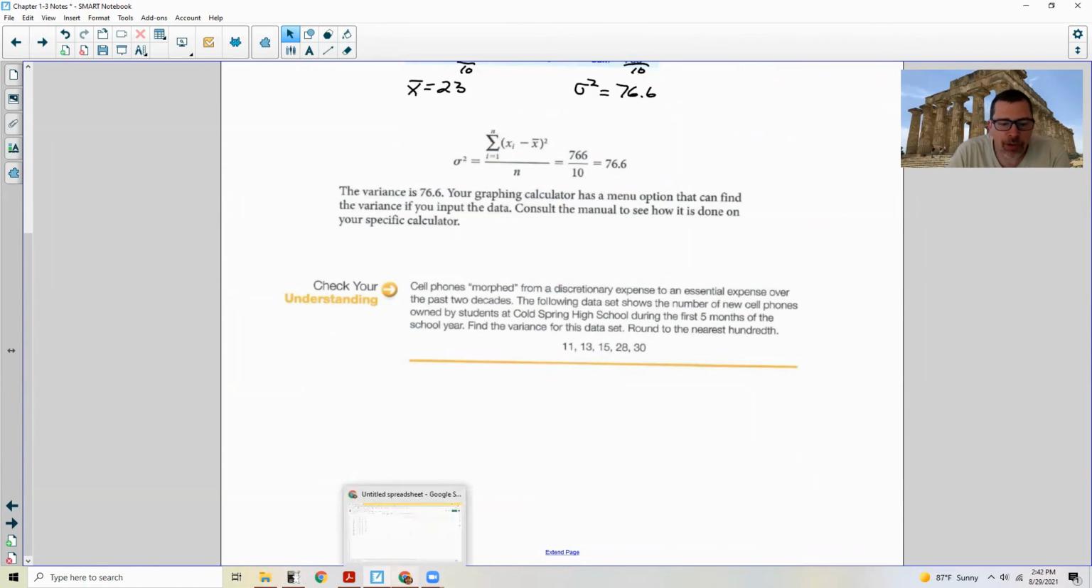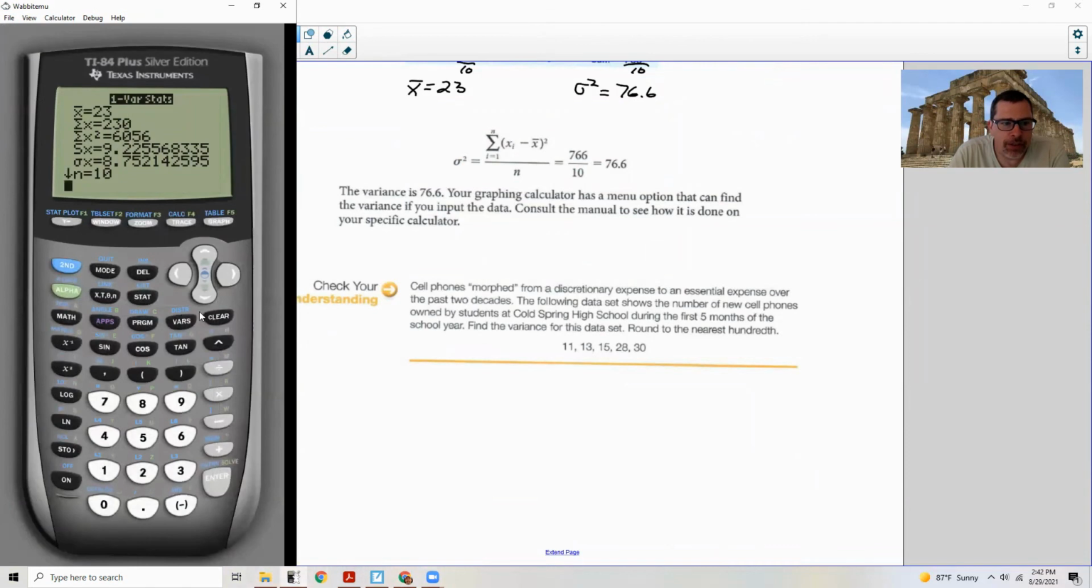Okay, so I'm just going to do this in the calculator. I'm going to clear, go to stat, go to edit. I'm going to arrow up to L1 and hit clear and arrow down and then it'll be gone. I will type these 5 numbers in: 11, 13, 15, 28, 30. Okay, that's it. Stat, calculate, 1 variable statistics and just enter through there. And there's all my data.